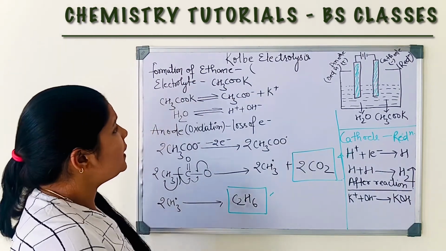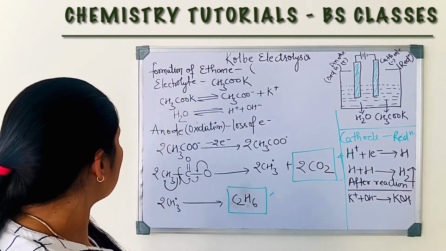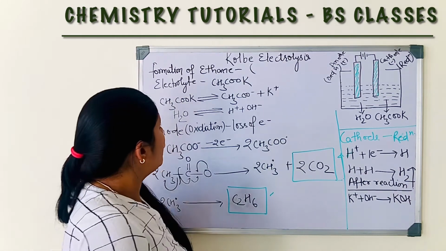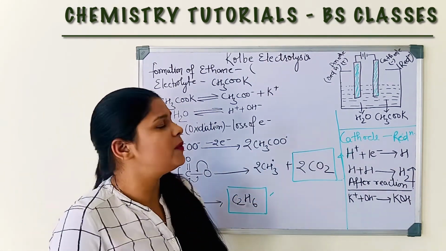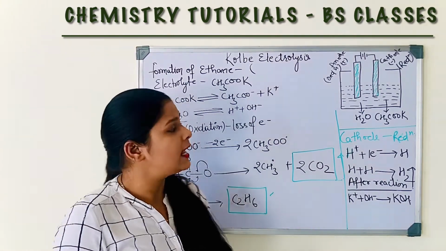This is the complete Kolbe electrolysis process. And with the help of the Kolbe electrolysis process, we prepare some alkanes, alkenes and alkynes.